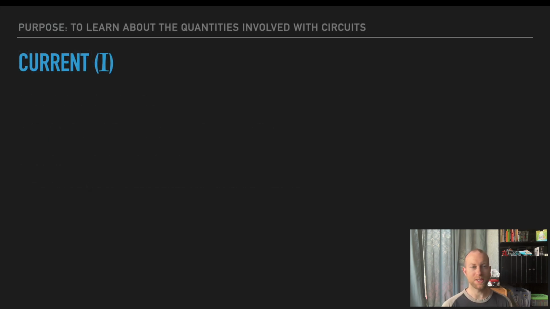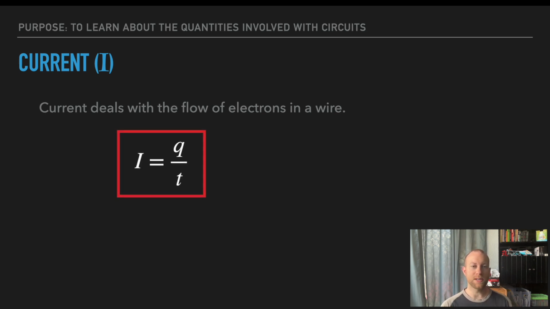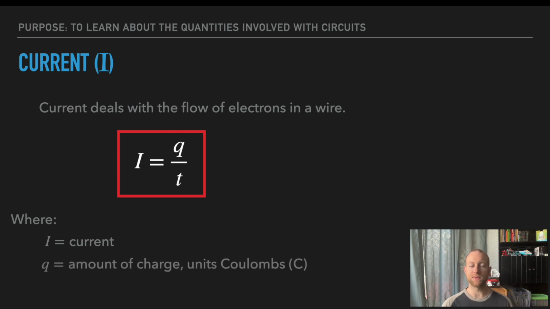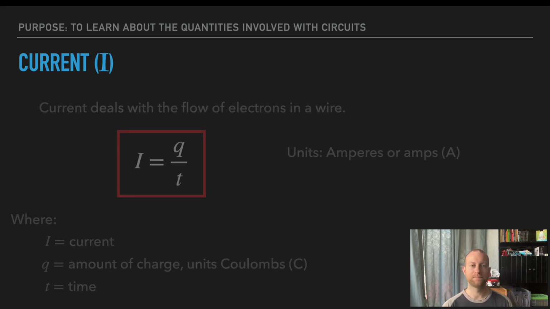So current, what is current? Well, current deals with the flow of electrons in a wire. The equation for this is I = Q/t. So I is your current, Q is the amount of charge. Charge is just a coulomb. Those of you taking chemistry, think about the charge of an electron. t being time, like normal. So the units for current are amps or amperes. You just symbolize it by capital A.